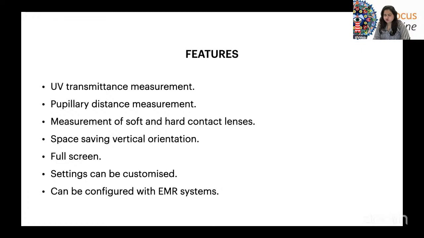The features of an automated lensometer are that it can give us the UV transmittance measurement. It can also tell us about the pupillary distance. It also measures the soft and the hard contact lens powers as well as the vertex power. It also gives us a full screen. The settings can be customized and it can be configured with the EMR systems.